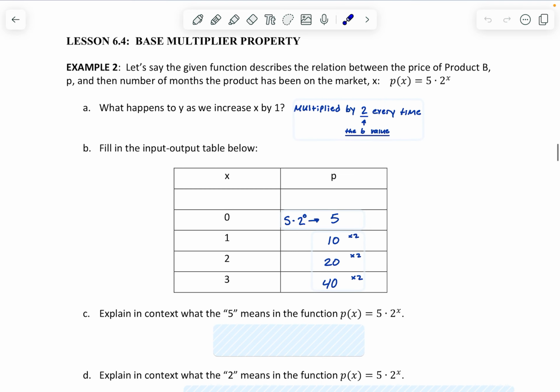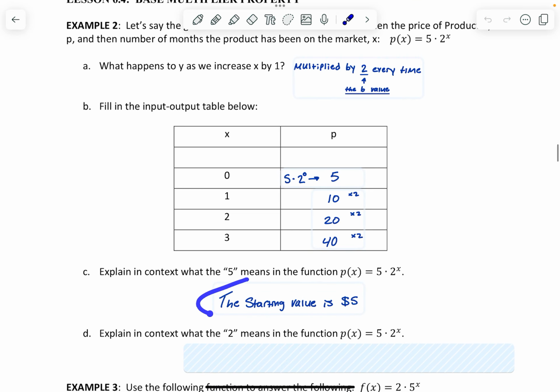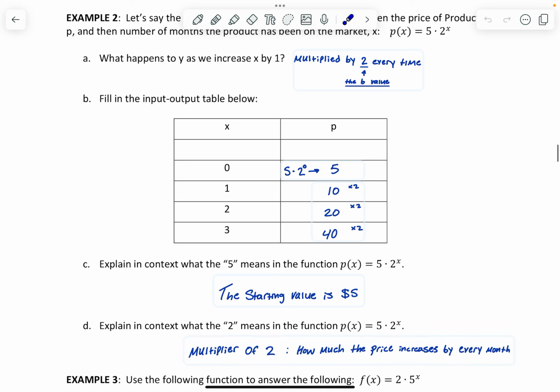So the 5 represents the starting value, being $5, right? The starting value of that price. And the 2 is a multiplier. It's how much the price is increasing every single month. The price is multiplied by 2 every single month.